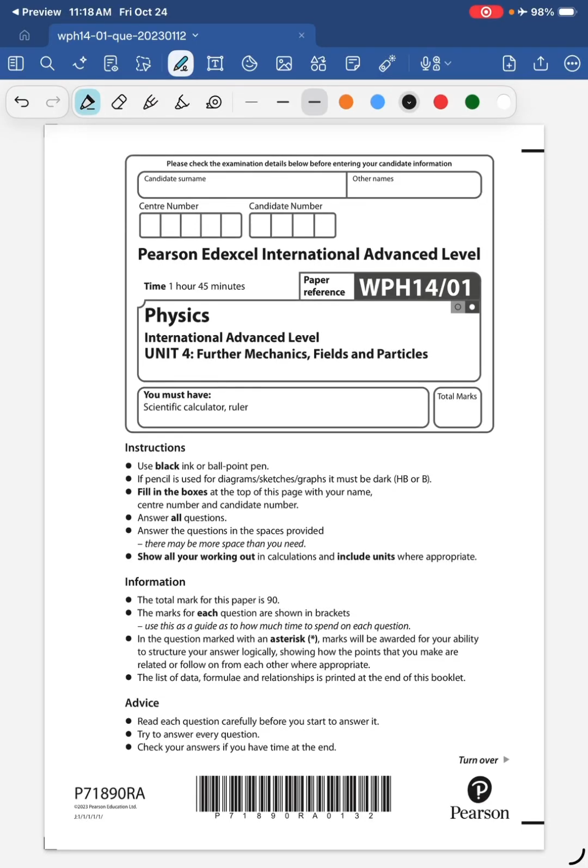Hi guys, this is another past paper walkthrough. It's not mentioned anywhere. I mean, if you spot it, let me know. But this is from January of 2023, and it's Unit 4. Okay, so let's just start.